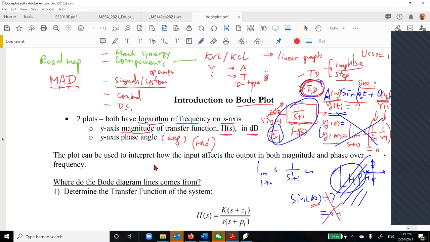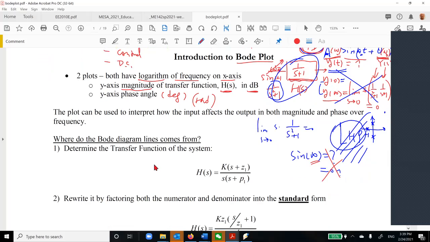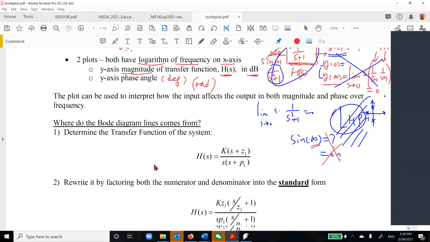So at this point, we should understand something called asymptotes.